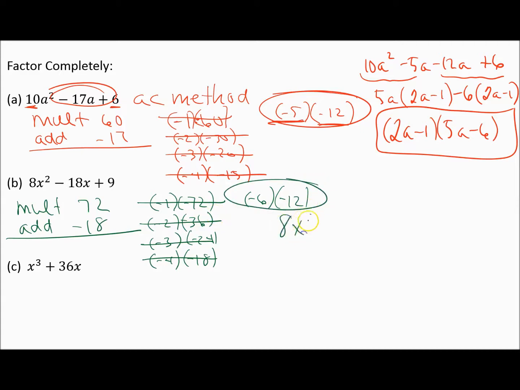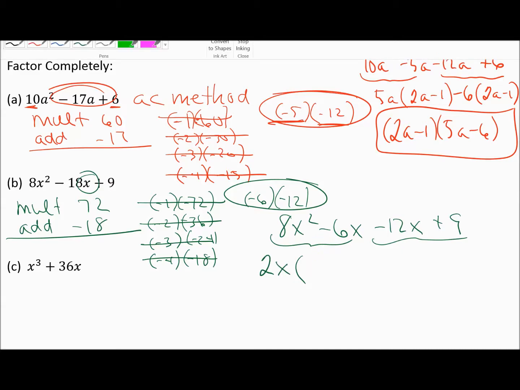So I write it as 8x squared minus 6x. Whatever variable's here is what you include with the two numbers. Minus 12x plus 9. You group together the first two and the last two. Pull out the greatest common factor of 8x squared and minus 6x. That's going to be a 2 divides into both of those and an x. So if I do this in longer form, I'm dividing that by 2x and that by 2x, right? So that's going to leave me with 4x. 6x divided by 2x is minus 3.